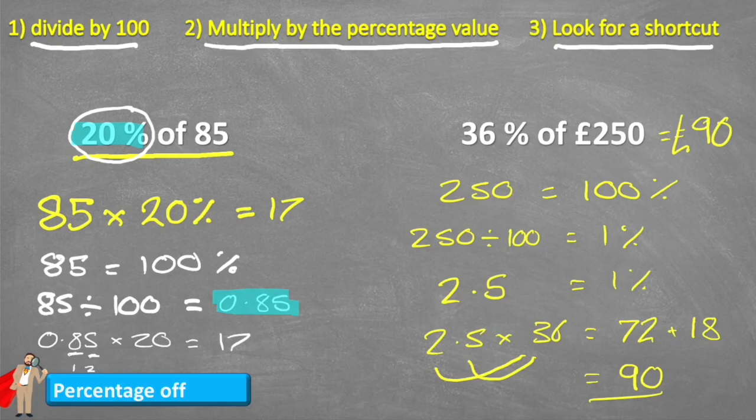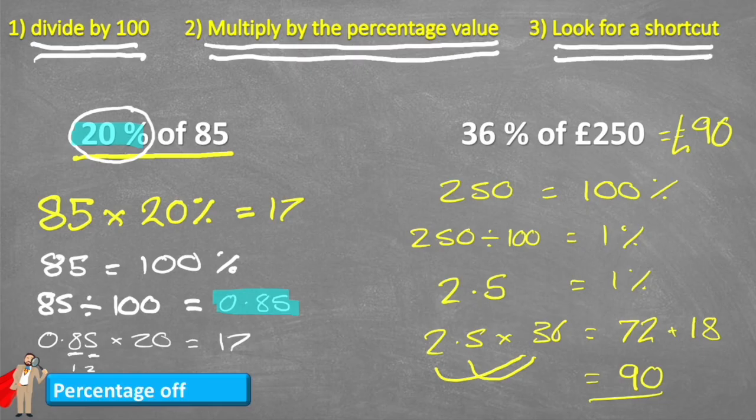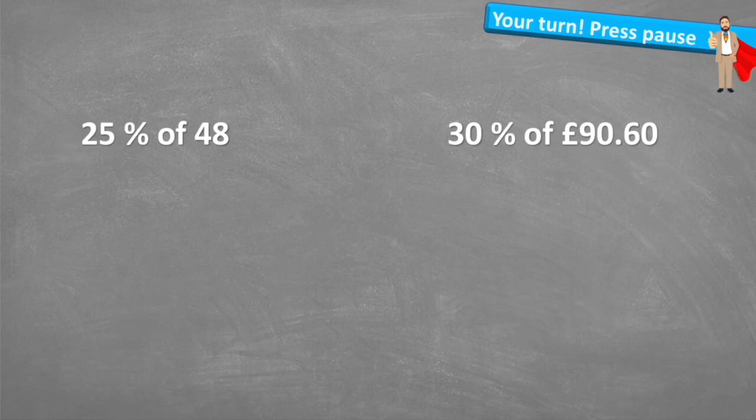Let's just focus on what to remember. First, we're going to try and find 1%, and we're going to do that by dividing by 100. Then we can multiply this number by the percentage value we're looking for to get the percent we want. And remember, always look for some shortcuts, relying on some number knowledge that you might have. Okay, here are 2 questions for you to have a little look at. Take your time, press pause on the video and put your answers in the comment section.